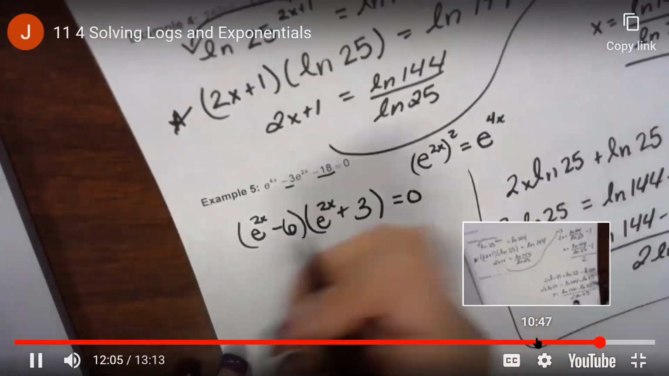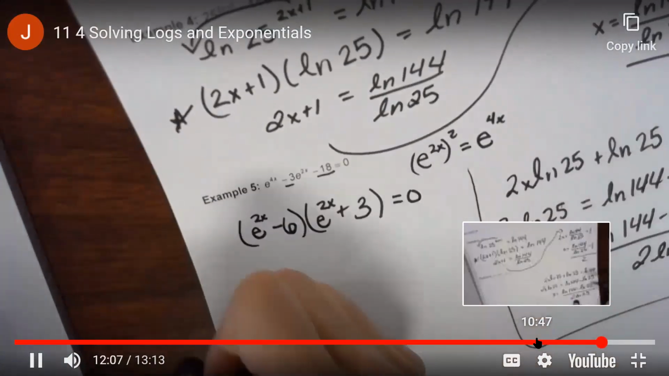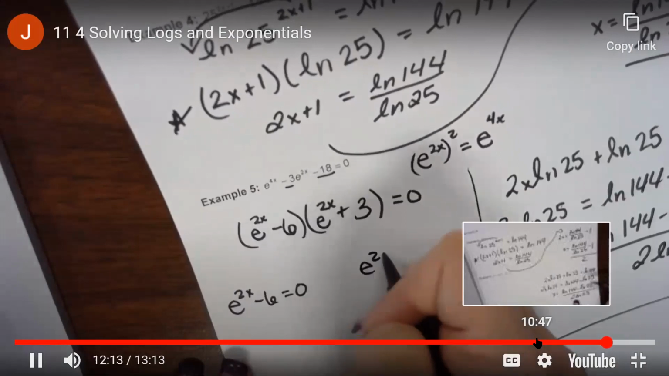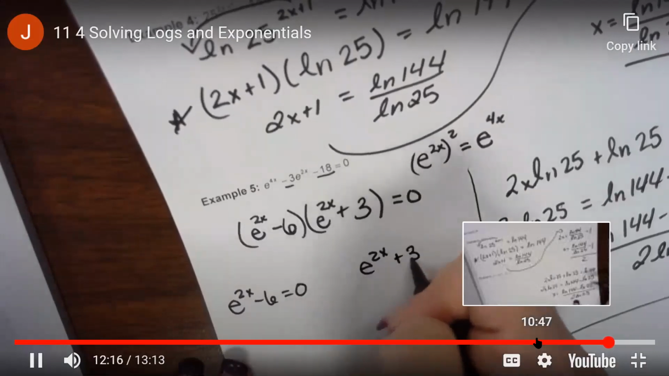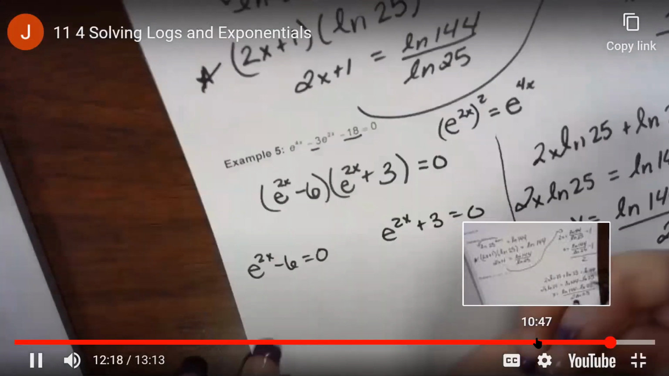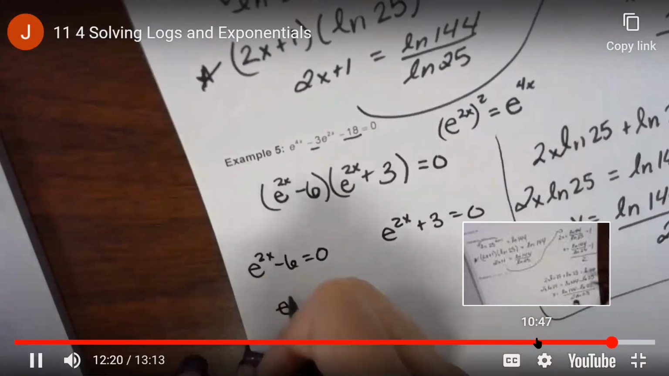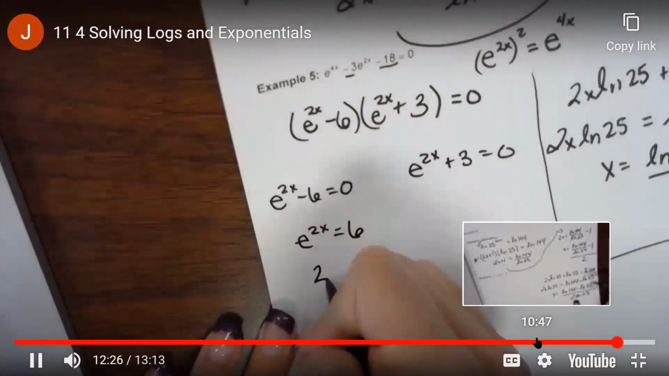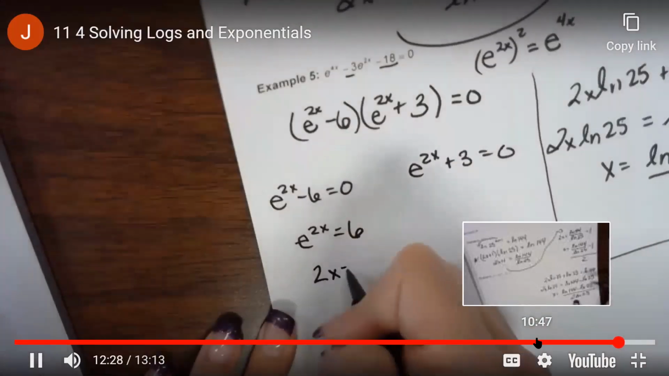So we have to do each of these separately. e to the x minus 6 equals 0. And e to the x plus 3 equals 0. And then we solve. e to the x equals 6. How do you get rid of the e? Well, let's take ln of both sides.